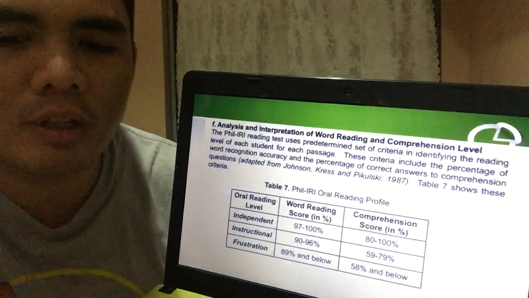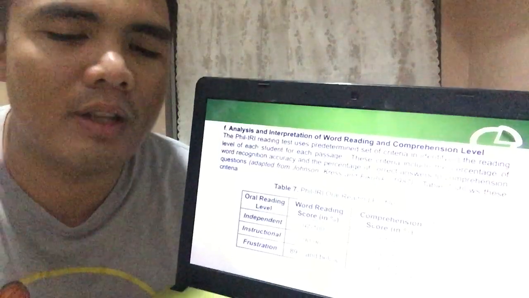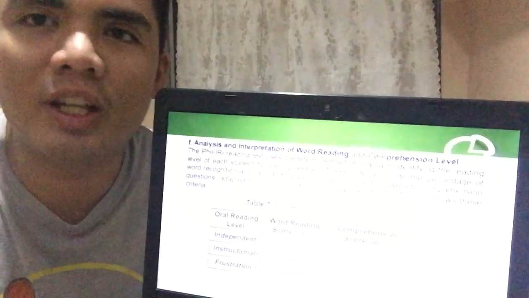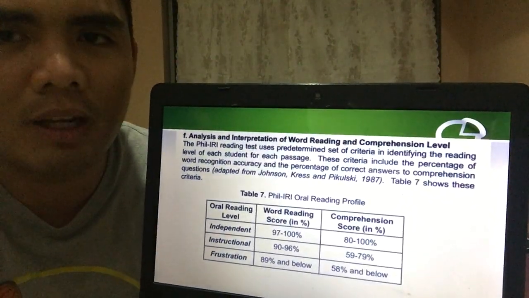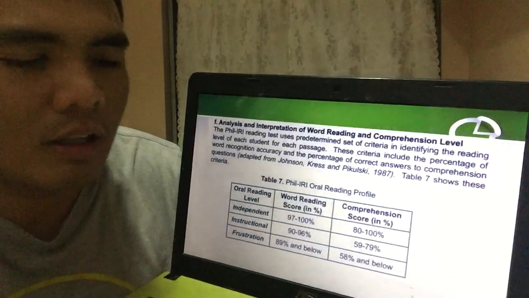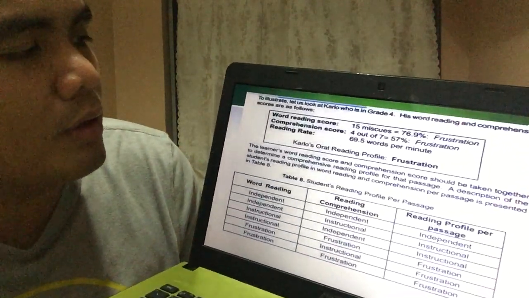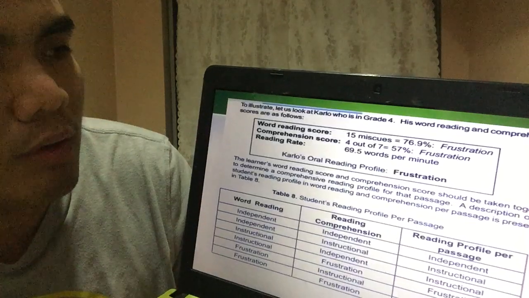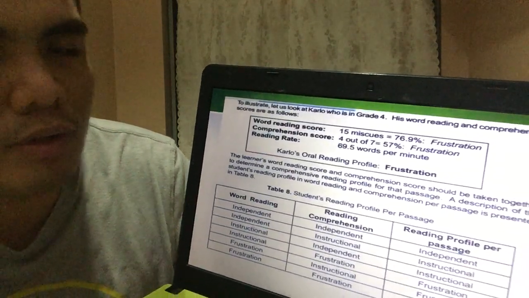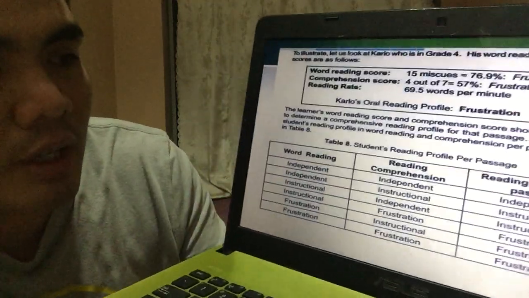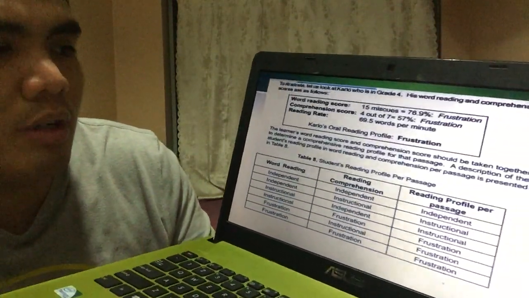Kumbaga ganon. Yun ang tingin kasi pag independent. From the word itself, independent, kaya nang tumayo sa sariling paa, mag-isa. Another one is instructional: can be instructed a little bit, just a little bit, but not so much, unlike the frustrational level, which needs a lot. Then, to illustrate, Carlo is in grade 4, meaning 69.5 words. It simply means that Carlo is a frustrational reader. Word reading, we have here the independent. Okay, ito po yun.